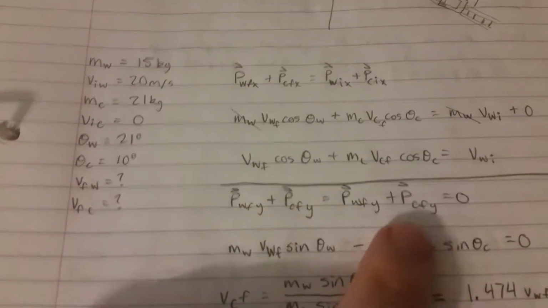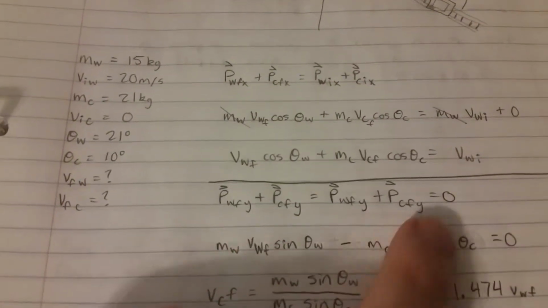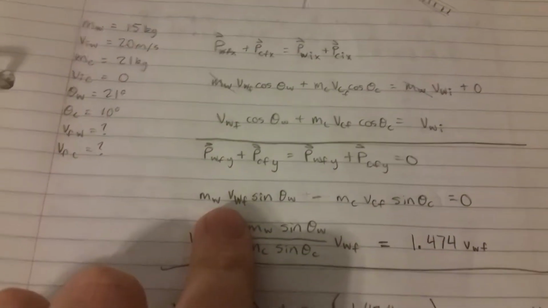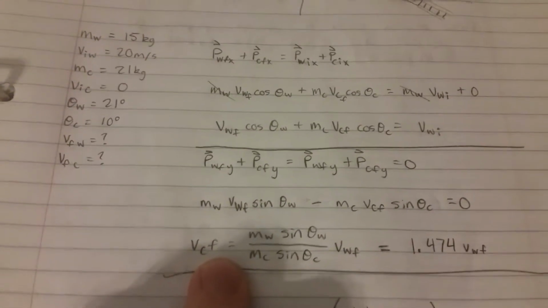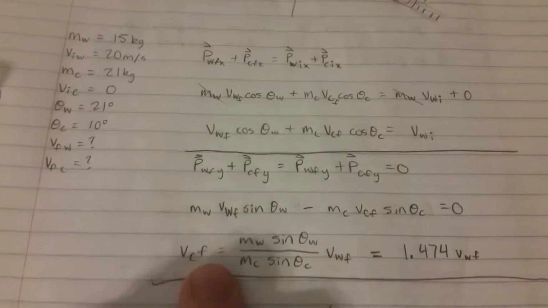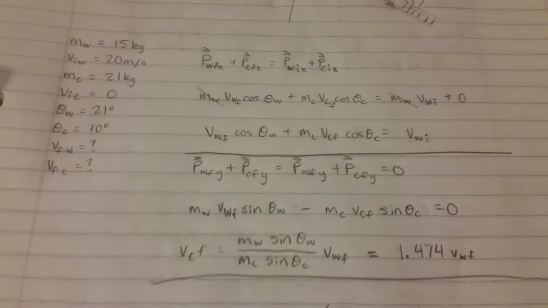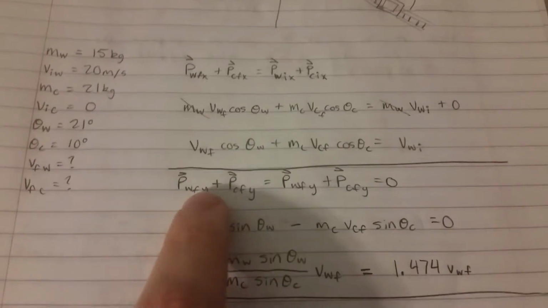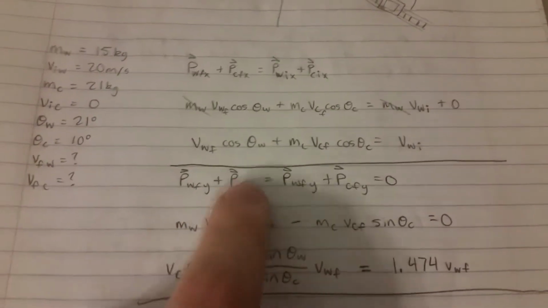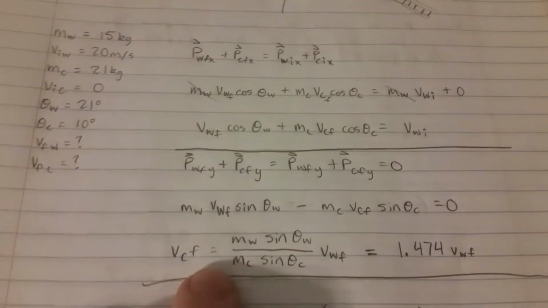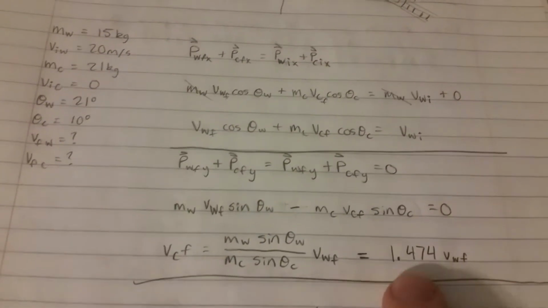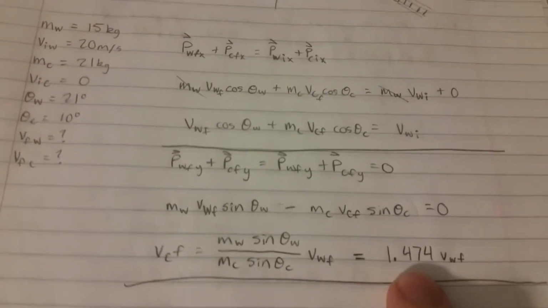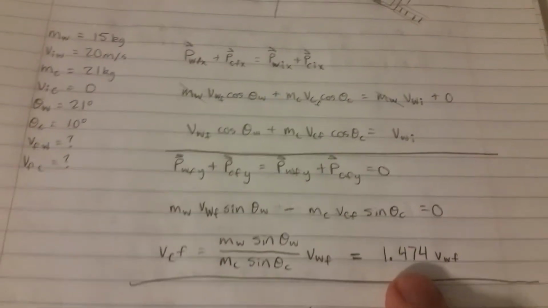Then we know that this equals 0 in the y direction, so therefore we can solve for the velocity of the cart final in terms of the final velocity of Wile. So once we plug in mass times velocity for each of these, we can solve for the velocity of the cart final, which is equal to 1.474 times the velocity of Wile final.